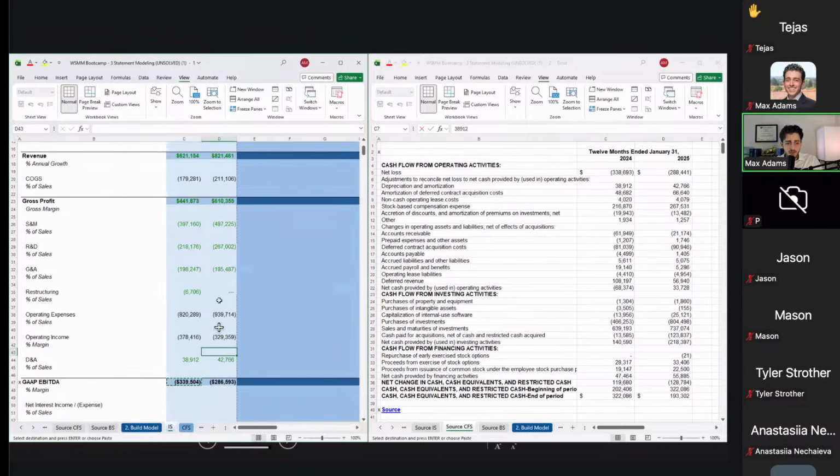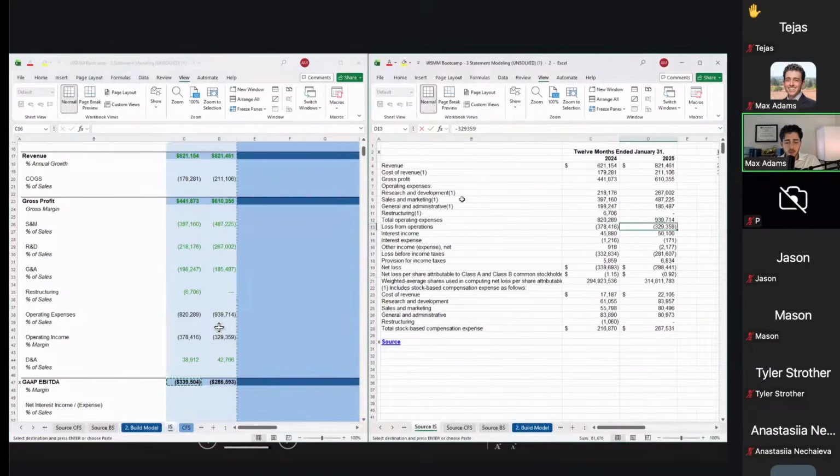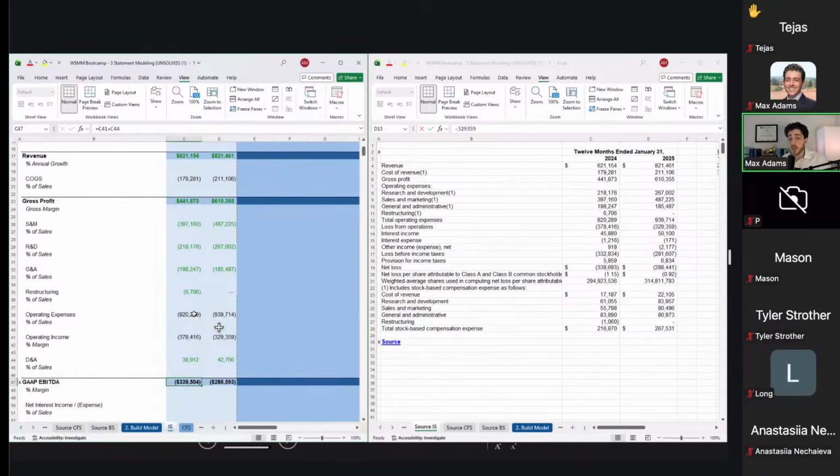So what we did here is we linked up the revenue to the income statement over here. Then we linked up all of the costs, including the COGS, the S&M, the R&D, G&A, restructuring, and we summed it up to get our total operating expenses. We summed up our total operating income. And then we built out our D&A and our EBITDA. So that gets us basically a GAAP EBITDA. This is not going to be the same thing as the EBITDA that the management team talks about. And I'm not going to get into why right now, but for now, we'll take this as our EBITDA.